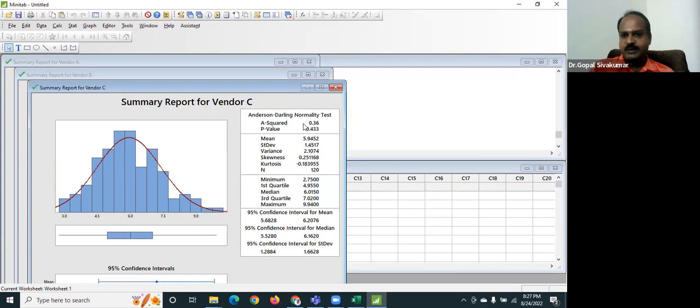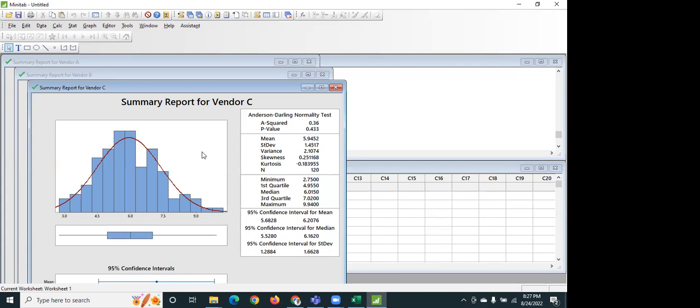And look at the p-value. 0.4. That means it's greater than 0.05. It should be less than 0.05, then only you can reject the null. Will you be able to reject the null? You can't reject the null. So accept the null. What is null? Data is normally distributed. Clear? Done. Now second one.